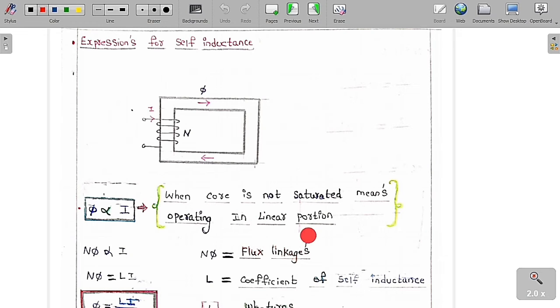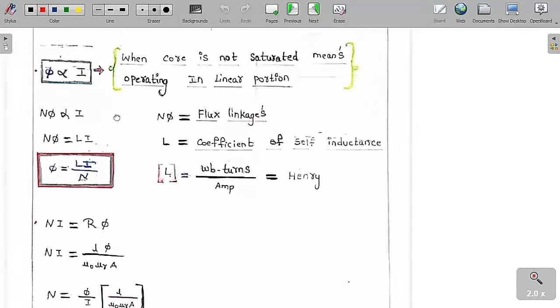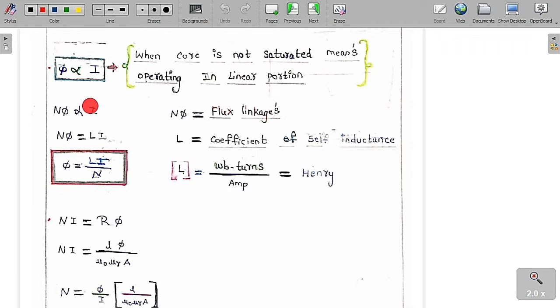This is only true when the core is not saturated, meaning the core is operating in the linear portion. Whenever the core is operating in the linear region, this is always correct. Actually, here it has to be the overall flux linkage that is directly proportional to current I. So the overall flux linkage, N into phi, is equal to L into I.